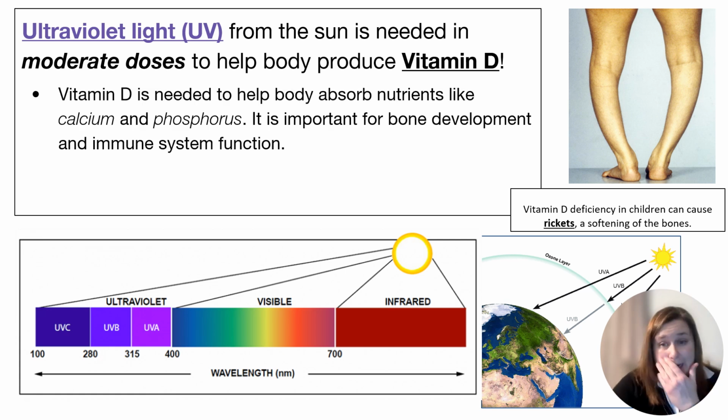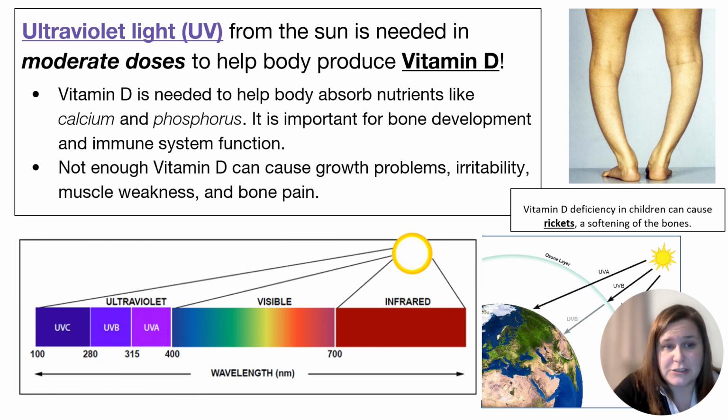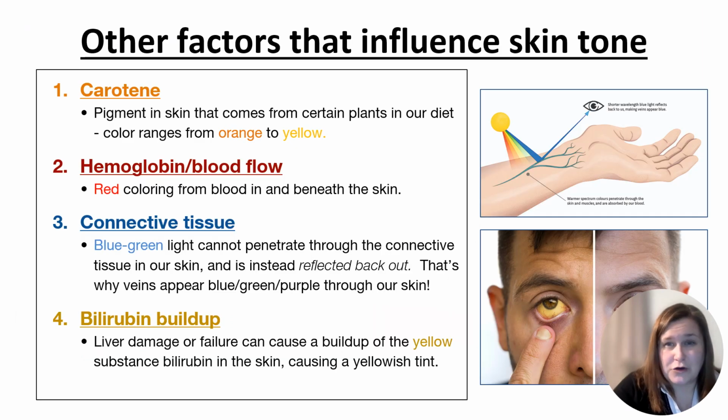With ultraviolet light, we don't want a lot of it, but it is actually needed in moderate doses to help the body produce vitamin D. Vitamin D is needed to help the body absorb nutrients like calcium and phosphorus. It's really important for bone development and immune system function. Not enough vitamin D can cause growth problems, irritability, muscle weakness, and all kinds of bone pain. So we don't want a whole lot of UV light, but we do need it for the homeostasis of the body.